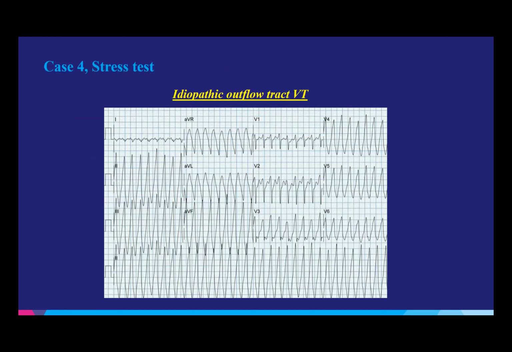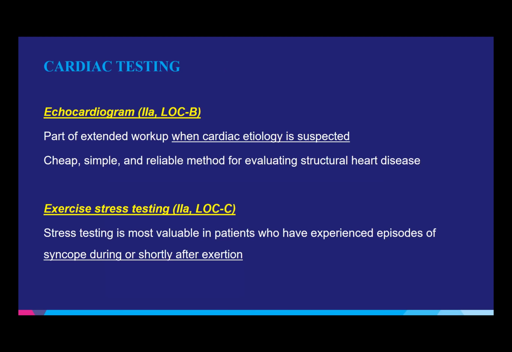I'm making this up, this is not a real case, but this is what could happen, right? When you send him home after hydration, they suddenly get on the treadmill and they have this idiopathic outflow tract VT. This will not happen frequently, but it'll happen once in a while.